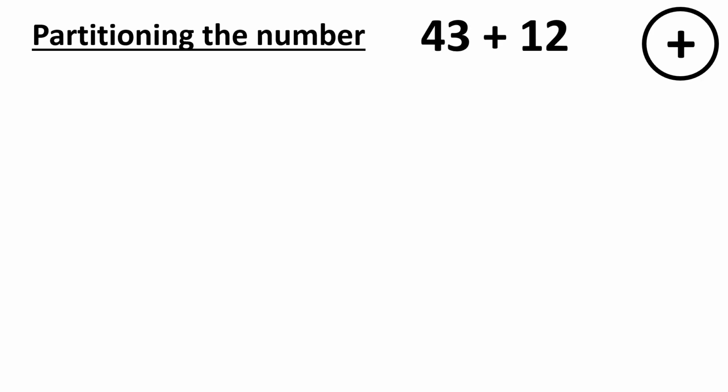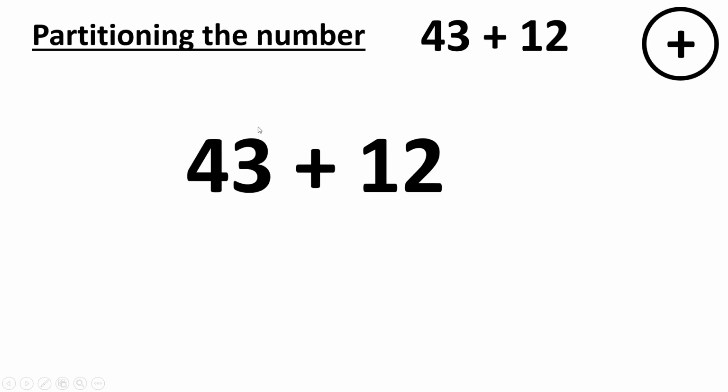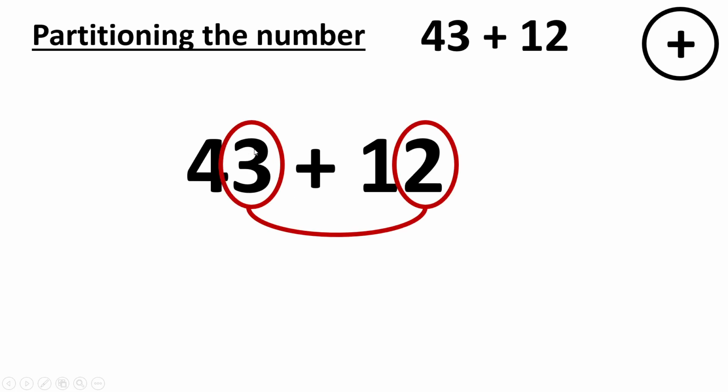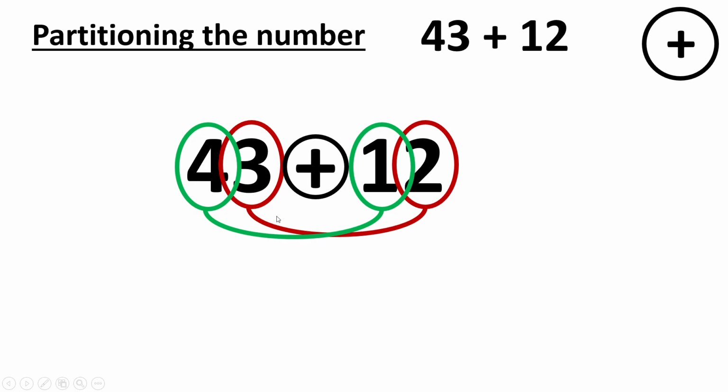We have 43 plus 12. When we're partitioning the number, what we do is we group each place value to each other. So we're going to group the ones, I'm going to group the tens, and possibly so on. But here we only have tens and ones. And we're going to do addition every time.